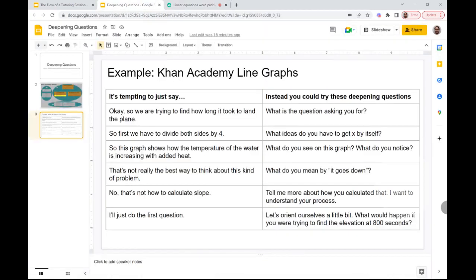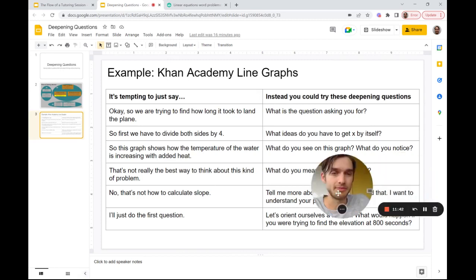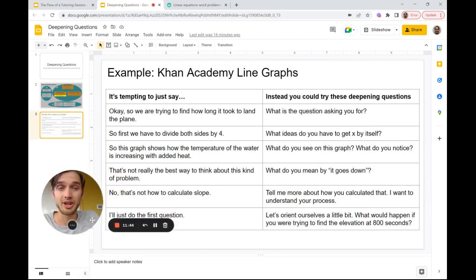Use your deepening questions. Things like, what is the question asking you for? What ideas do you have to get X by itself? What do you see on the graph? What do you notice? What do you think it means, or what do you mean by it goes down? Tell me more. What would happen if? These are great ways to open up the conversation instead of closing it down and you doing the work, right?